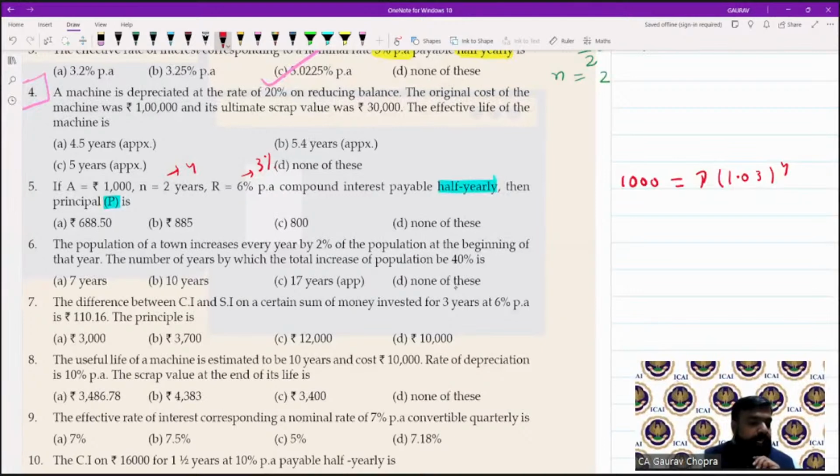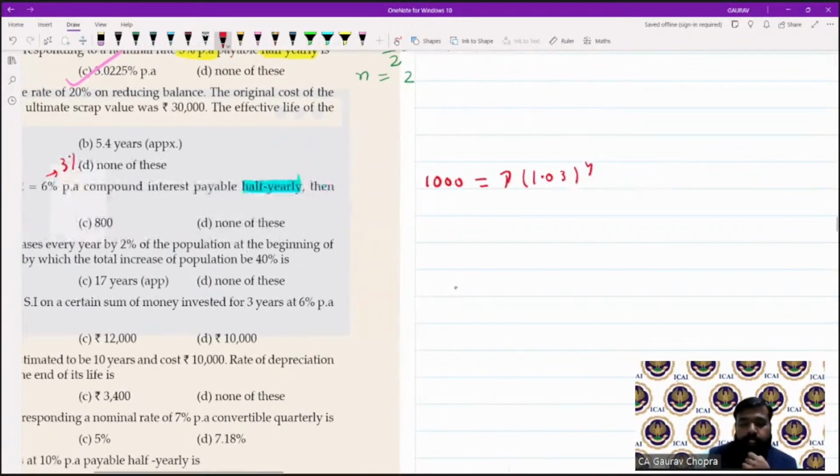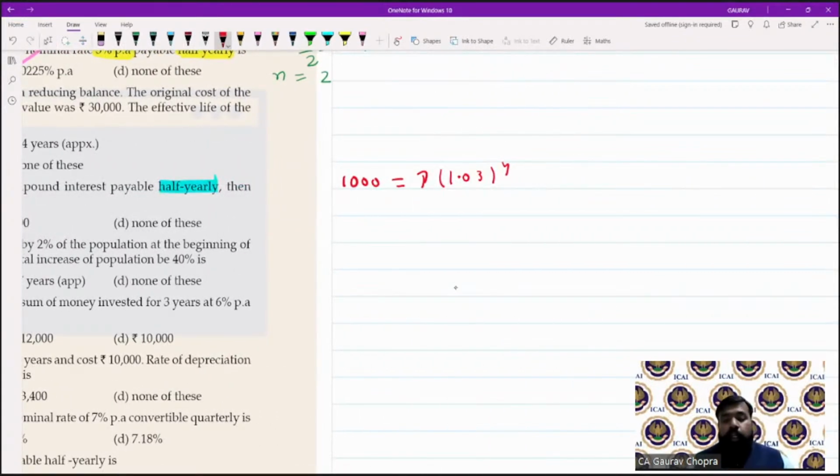So someone is getting 826, 688 by Manish, 862 Dimple. Okay, everyone is getting some different answers. See, you can do this completely on your calculator. Type 1.03, press multiply, and then equal to for 3 times.